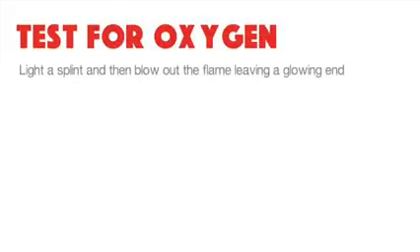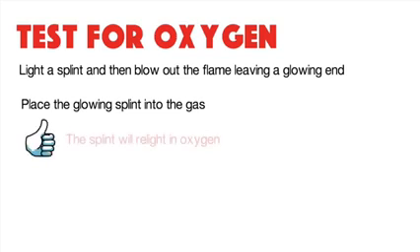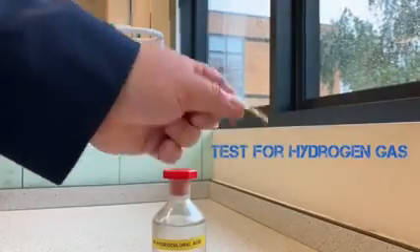So to summarise, the test for oxygen is light a splint, then blow it out, and then stick it into the oxygen. If the glowing splint then reignites, that is the positive test to say that oxygen gas is present.